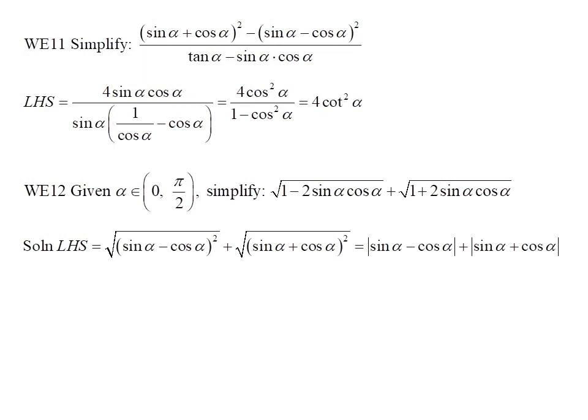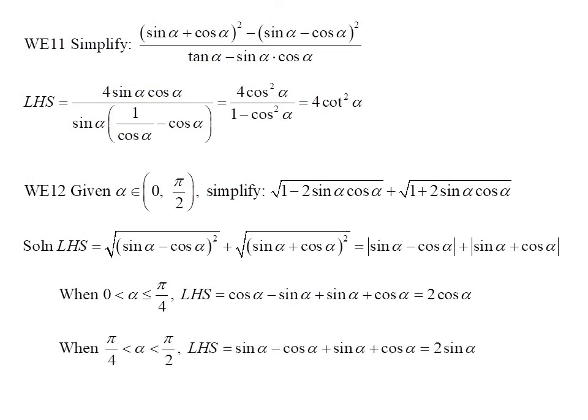So when alpha is between 0 and pi over 4, the expression is written as cosine alpha minus sine alpha plus sine alpha plus cosine alpha, which equals 2 cosine alpha. When alpha is between pi over 4 and pi over 2, the expression is simplified to sine alpha minus cosine alpha plus sine alpha plus cosine alpha, which equals 2 sine alpha. Hence, we simplify the expression as required.